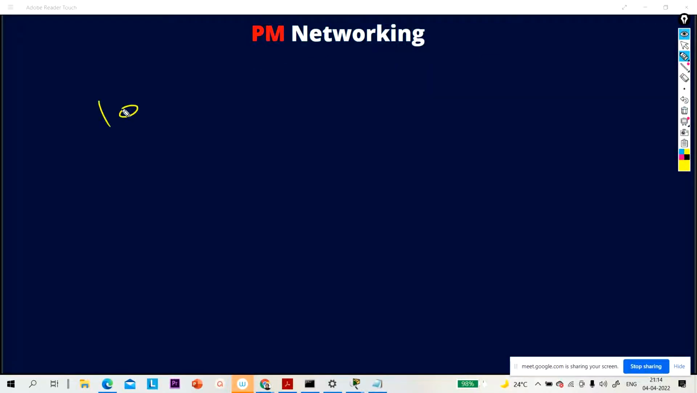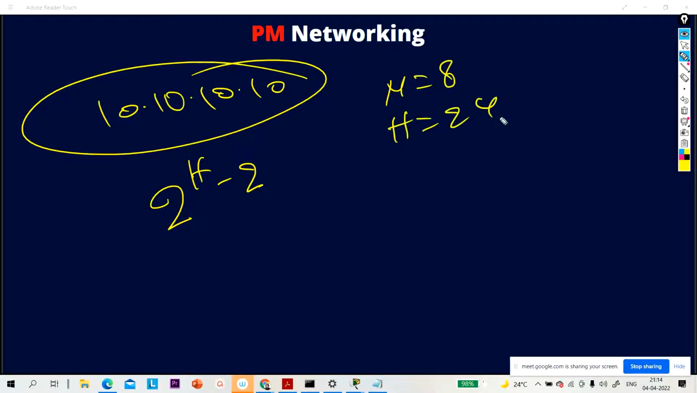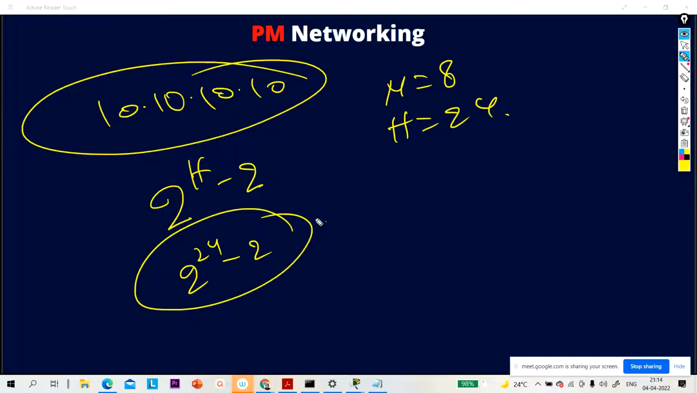Okay. So I have one IP address, 10.10.10.10. How many valid hosts are there? 2 raised to the power 24 minus 2. This IP address belongs to class A. For class A, there are 8 network bits and 24 host bits. So h is 24, and you need to put 2 to the power 24 minus 2.